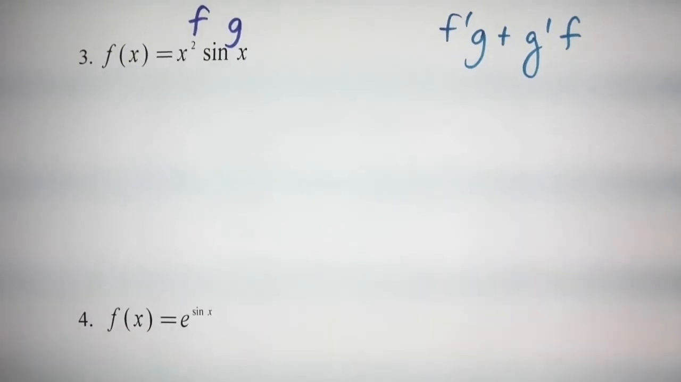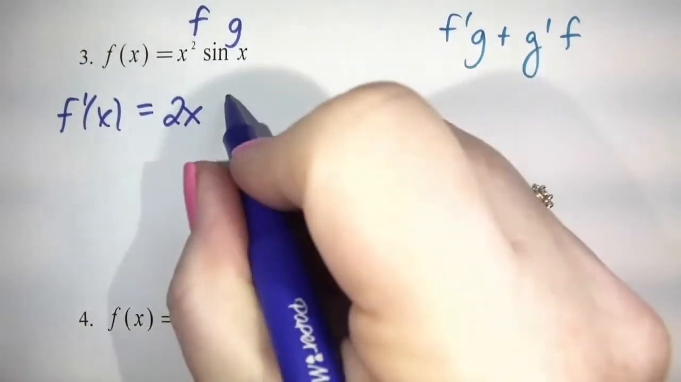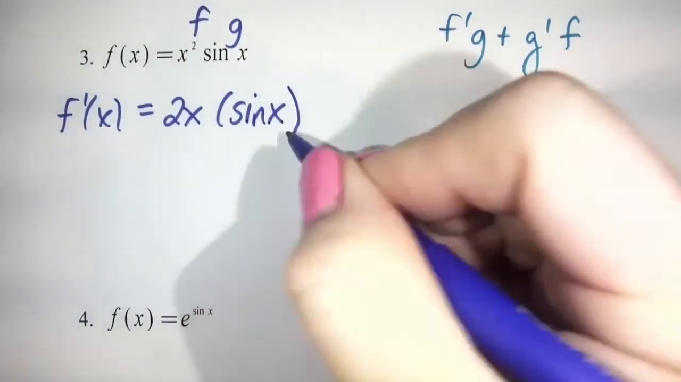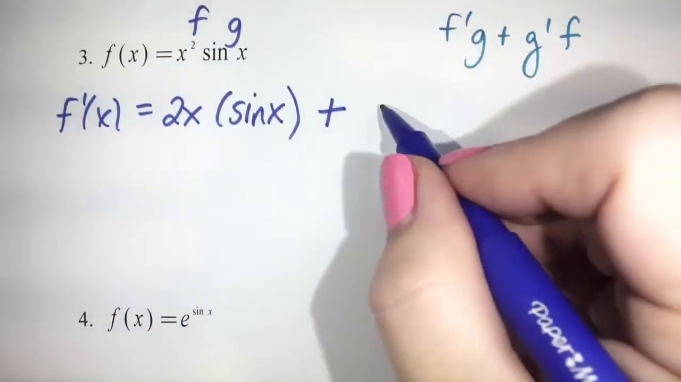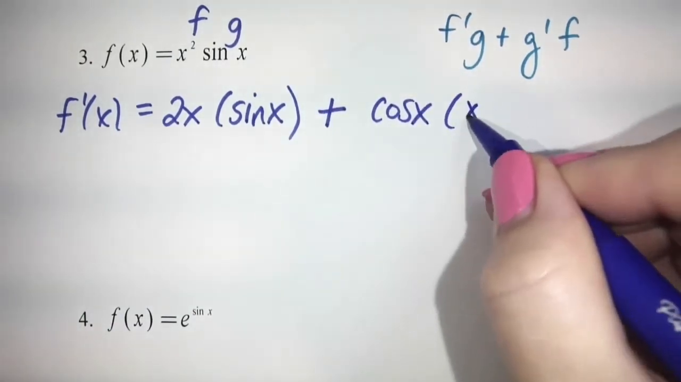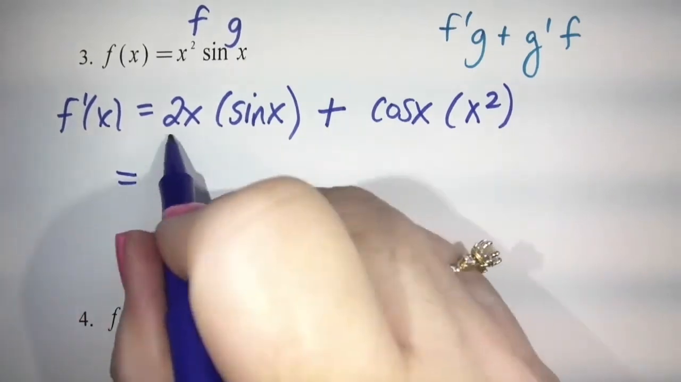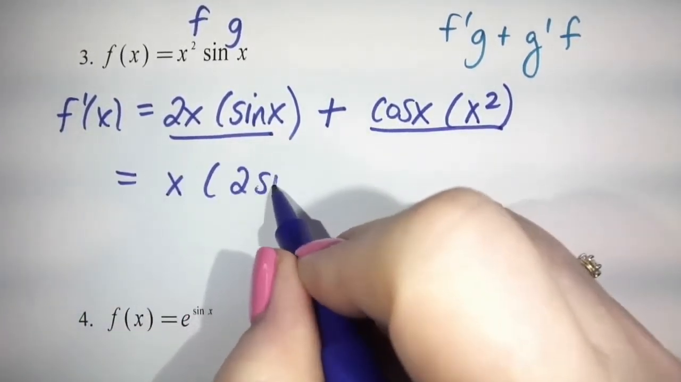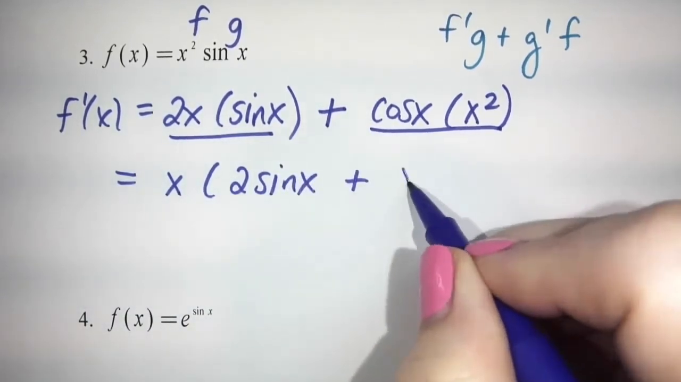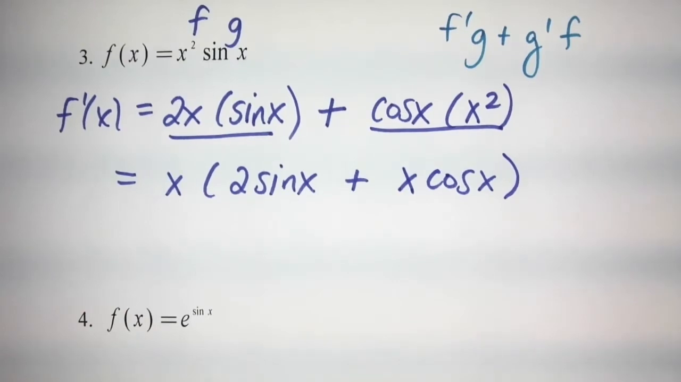So we do the derivative of the first. Well, the derivative of x squared would be 2x times the second, left alone. So times g is sine x, plus the derivative of g, which would be cos x, times the first, the f, left alone. And then we would factor this. So what can we take out as a common factor? We can take out an x. So we would have x times 2 sine x plus x cos x. And that would be our final answer.